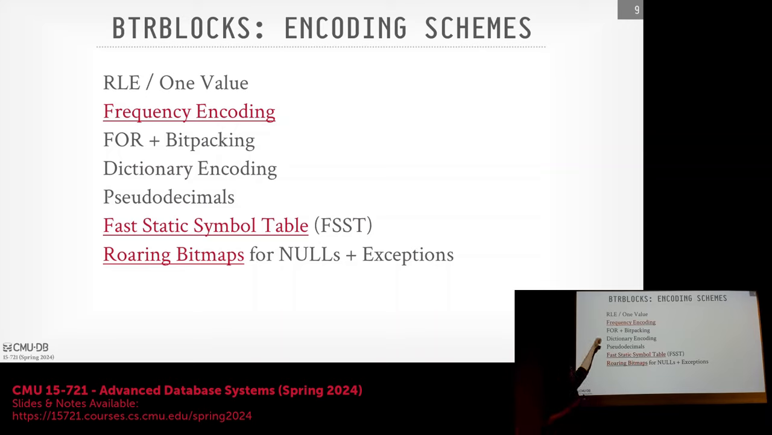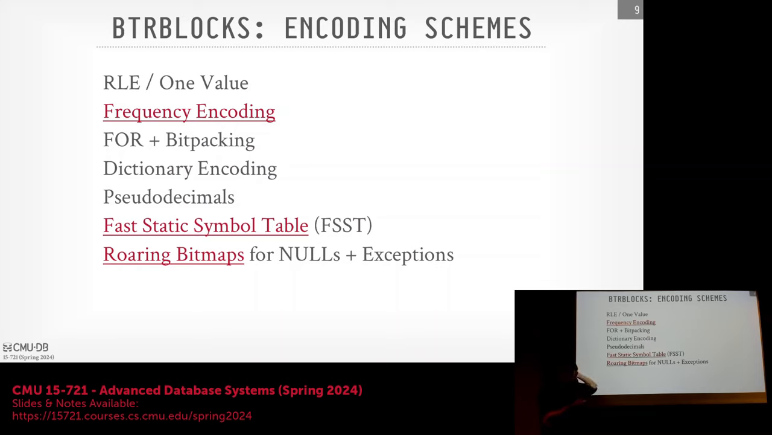Frame of reference with bit packing we talked about last time. Again, it's like delta encoding. They're not going to do a delta encoding. This is their variant of it, where you just store what's the min value within a column chunk, and then just store the delta from everyone's delta to that global value. Dictionary encoding covered.